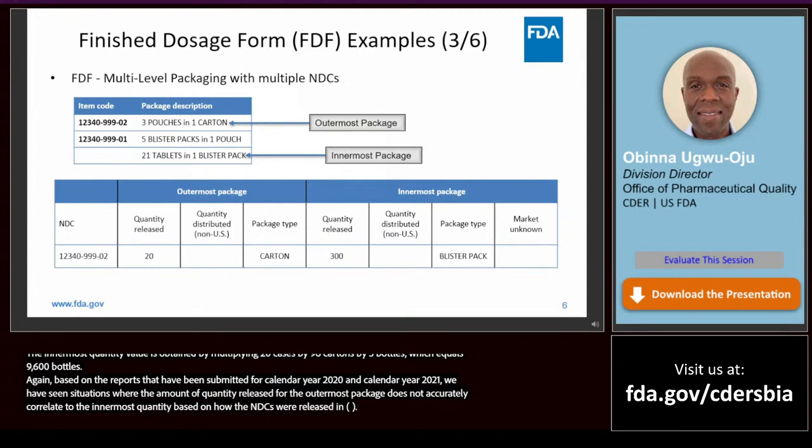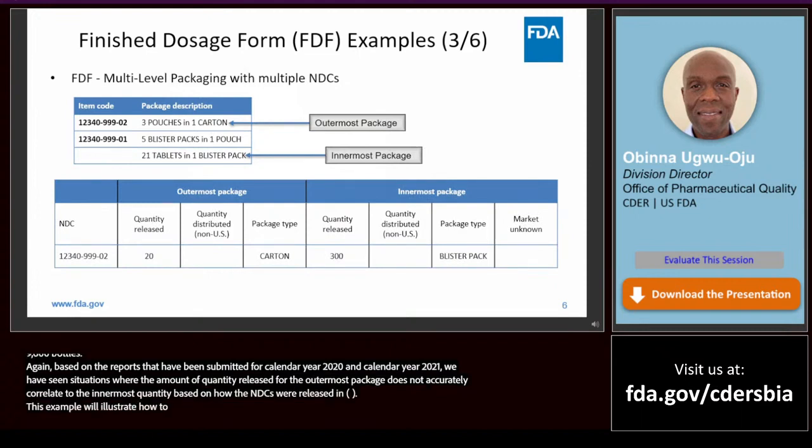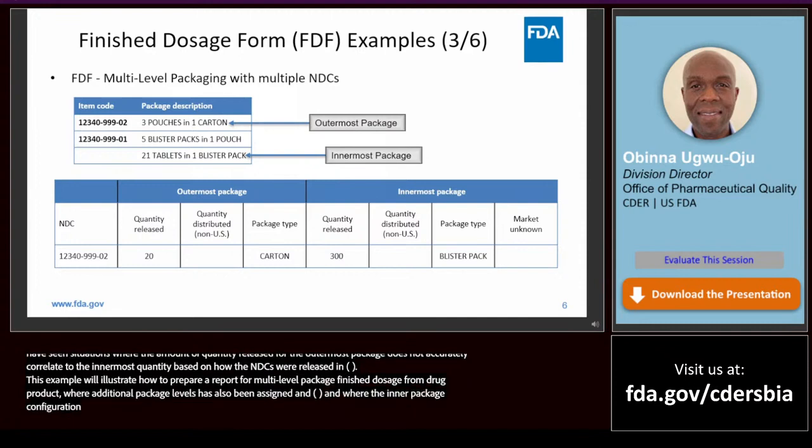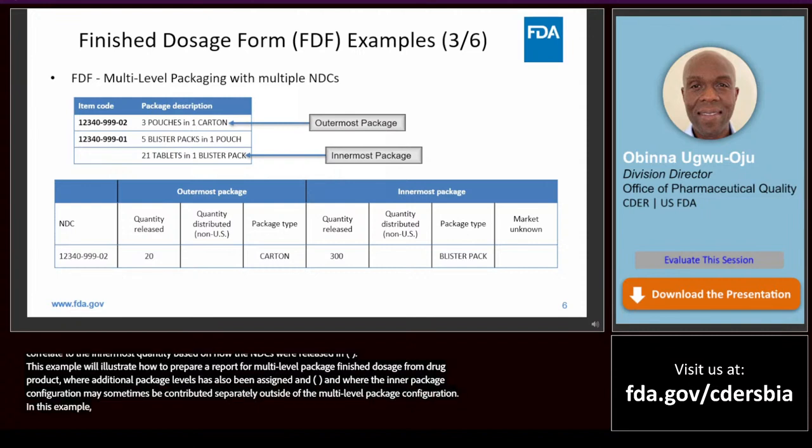This example will illustrate how to prepare a report for multi-level packaged finished dosage form drug product, where additional package levels have also been assigned NDCs, and where the inner package configuration may sometimes be distributed separately outside of the multi-level package configuration. In this example, only NDC 12340-999-02 was manufactured and released for the calendar year.